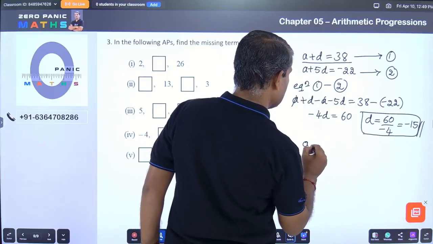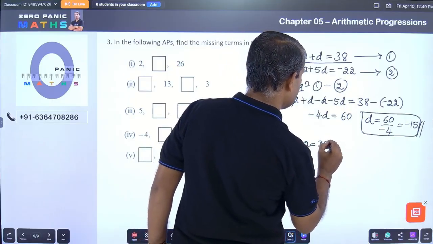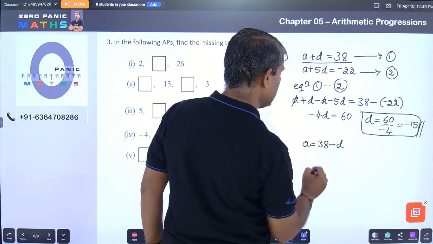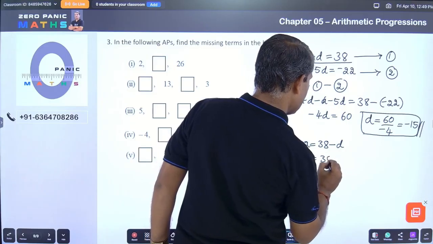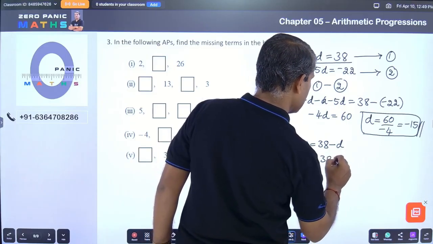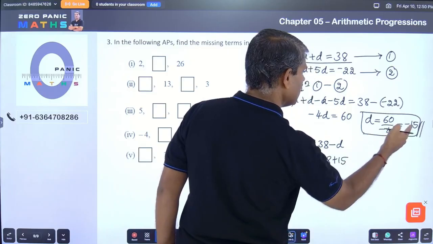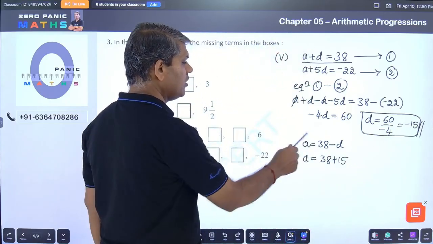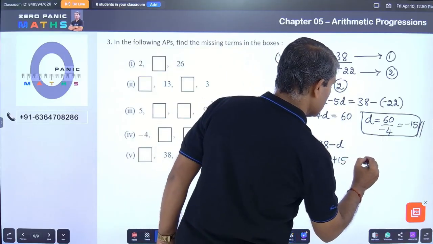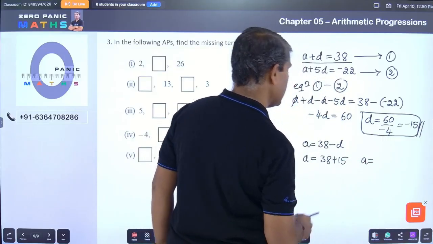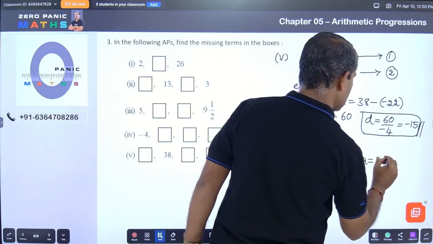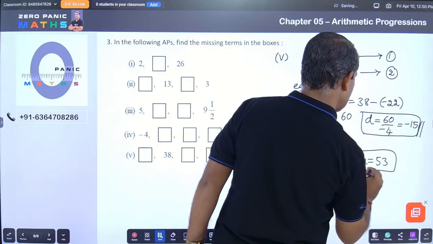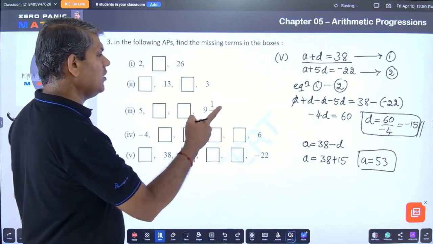I will get a as 38 minus d. So a is equal to 38 minus of minus d, that is plus 15, right? My d is minus 15, so it will become plus 15. So what is a then? It is 48 plus 3, that is 53.